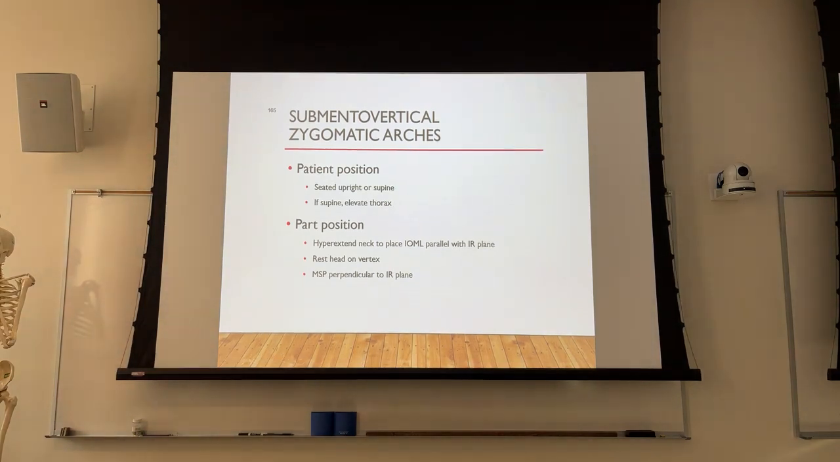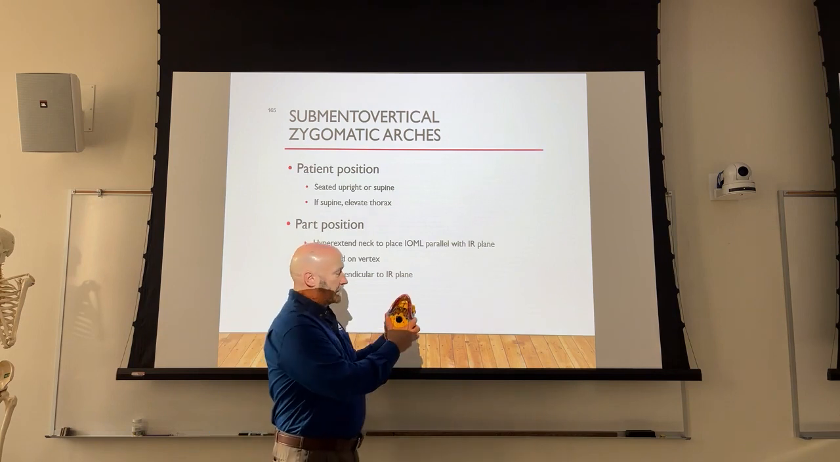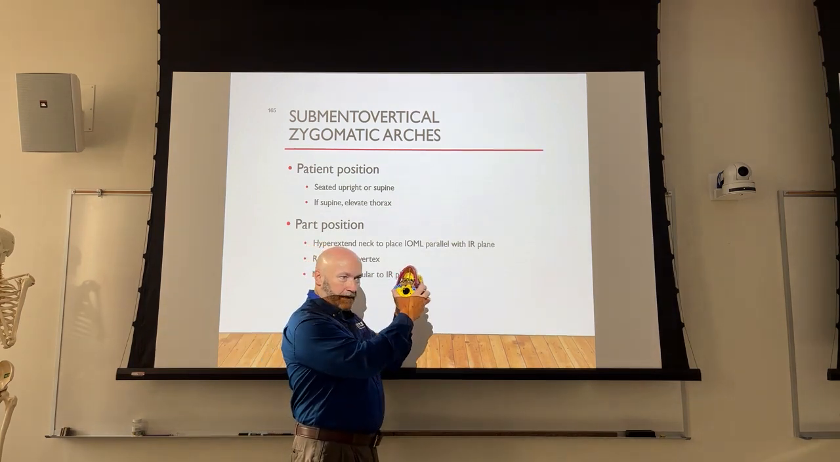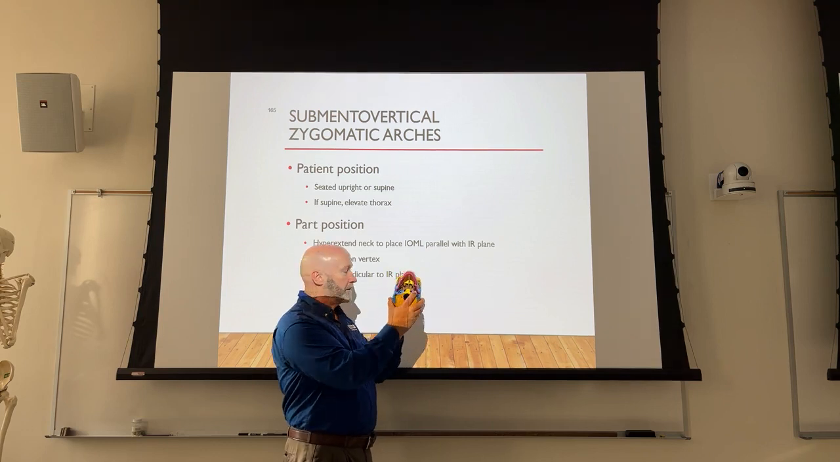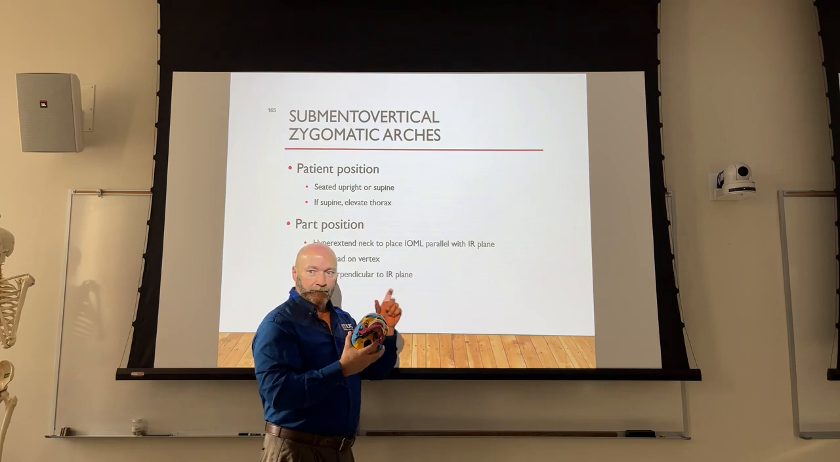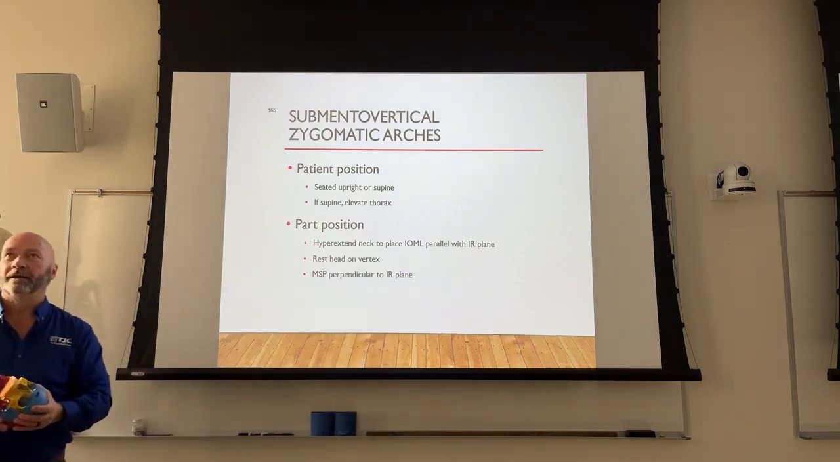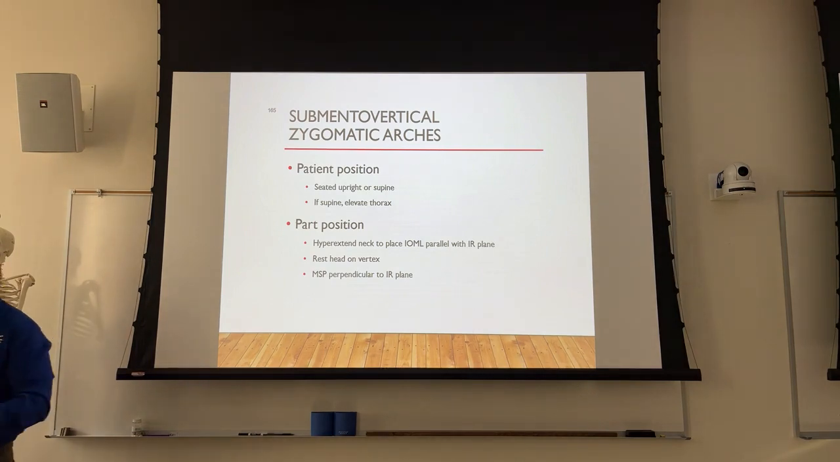Oh, the other thing about the tangential is, everything else that we've shot so far is bilateral, entire face. This, all we're looking at is that one zygomatic arch. So your central ray location is going to be on that zygomatic arch, and your collimation is just going to be down to that side of the face. Very minimal exposure field. A lot of collimation, right?